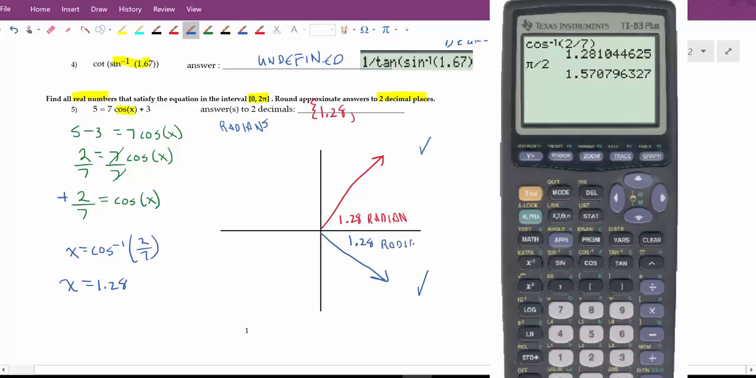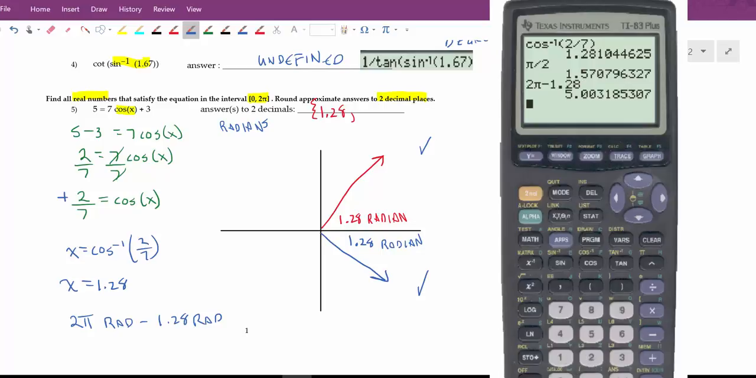You have to be in this interval. So you have to say all the way around the circle, which is 360 degrees, but in terms of radians, that's 2 pi radians minus the 1.28 radians. So on the calculator, you're going to have to go 2 pi minus 1.28.